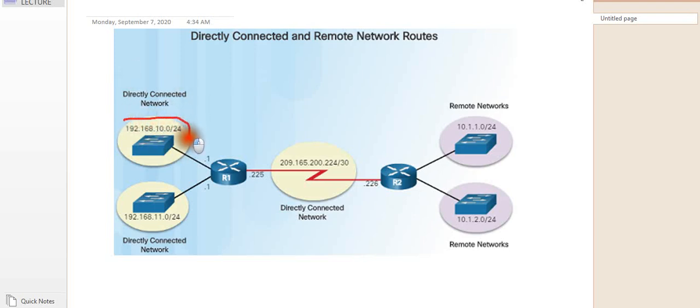Now this is a separate network. You can see that 192.168.10.0, and this one is 192.168.11.0. Now this network and this network are completely different. So therefore, devices that may be connected to this switch here, let's look at it. If a device is connected to this switch, it will not be able to communicate with a device on this other switch.